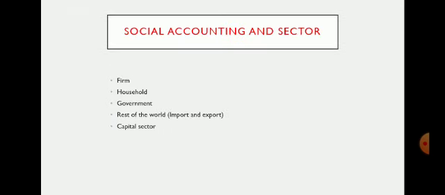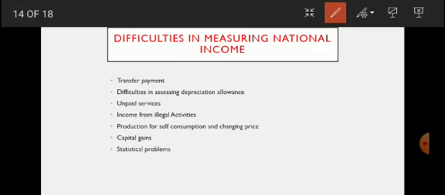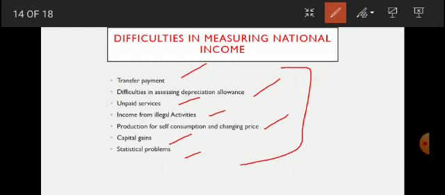Next, difficulties. There are various types of difficulties in measuring the national income. You can see the transfer payment, difficulties of depreciation allowance, unpaid service, income from illegal activities, self-consumption, changes of price, capital gain, and statistical problems. So these are the difficulties we are facing in the measurement of national income.